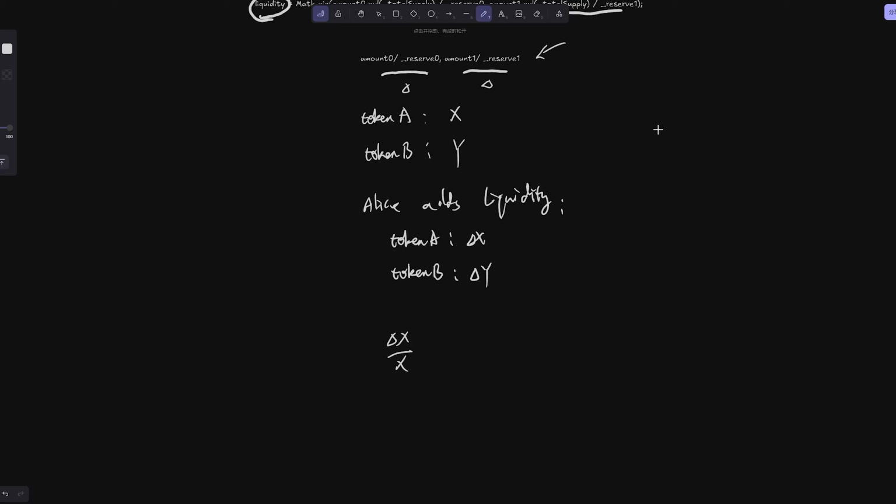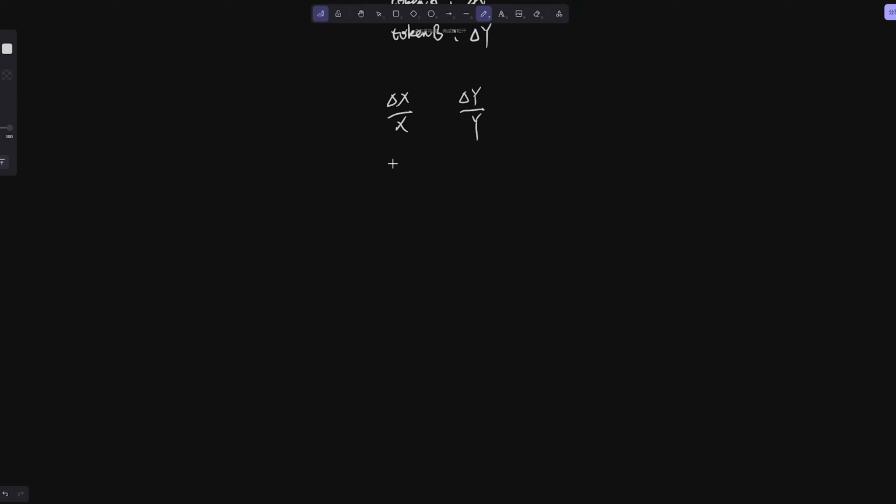Now according to the code here, we need to compare these two values, which essentially are $X divided by X and $Y divided by Y. We all know that when you compare two values, there can only be three cases. Let's examine them one by one.